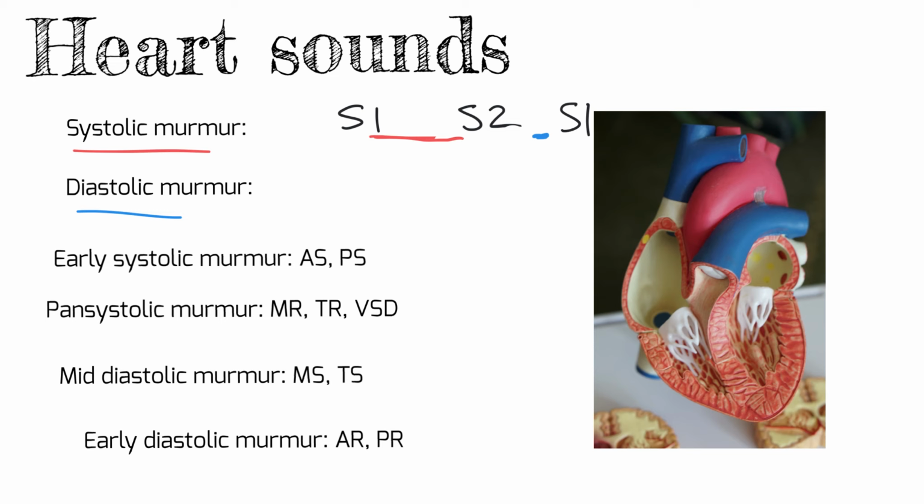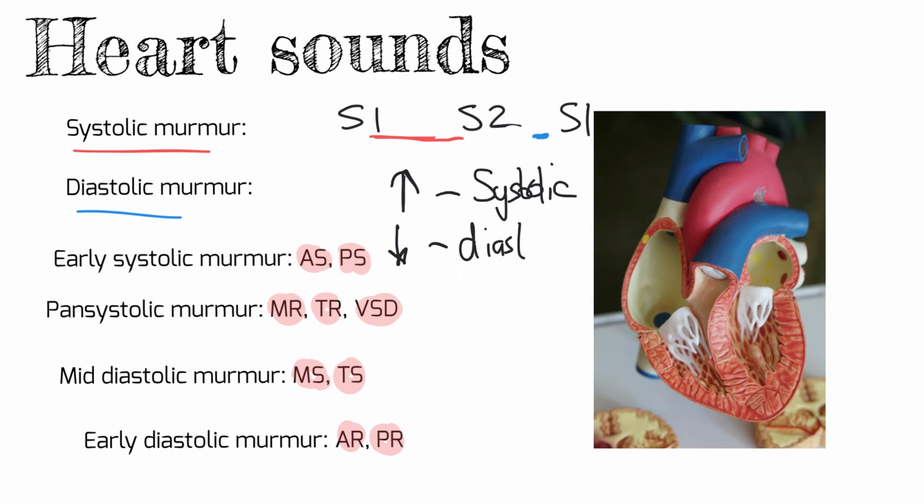You can obviously memorize these different causes, but I'm going to teach you an approach to actually understand why these murmurs occur at those particular times. So the golden rule, which I think is very useful, is: if the blood is going up, it's systolic. And if the blood is going down, it's diastolic. And I'm going to explain that for each of these pathologies.